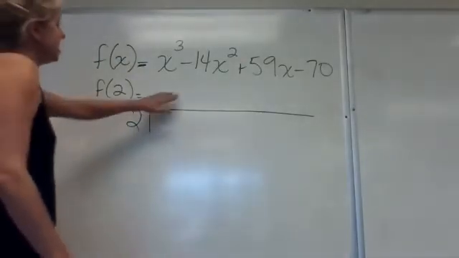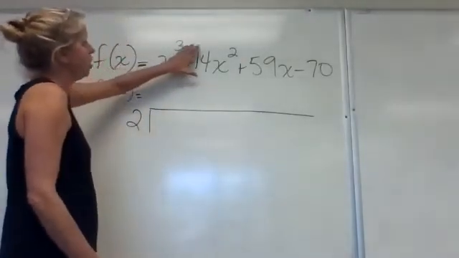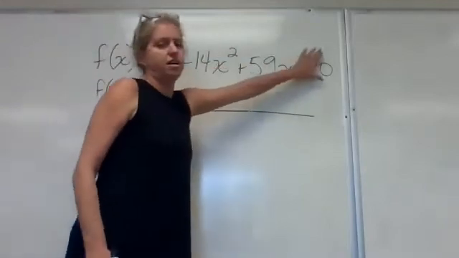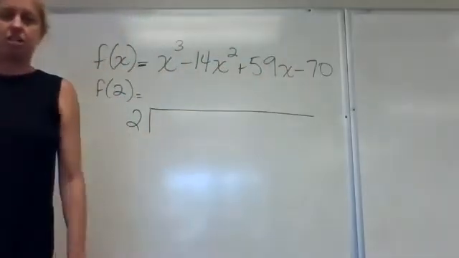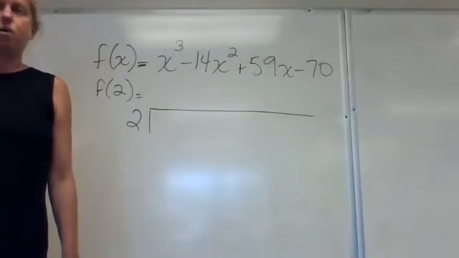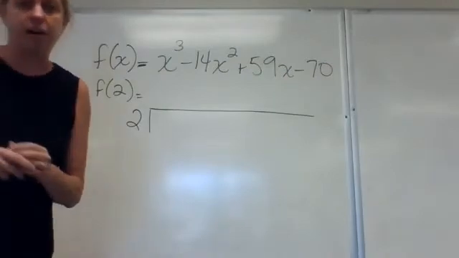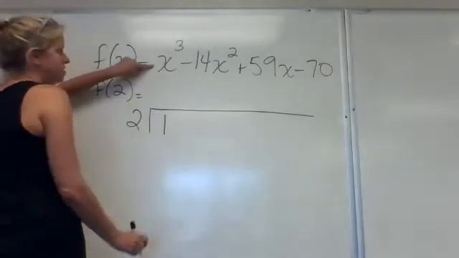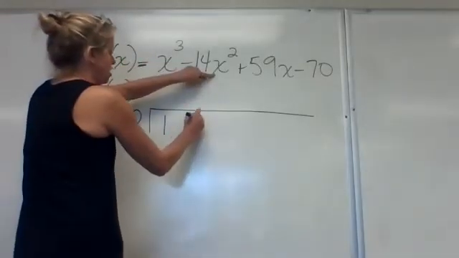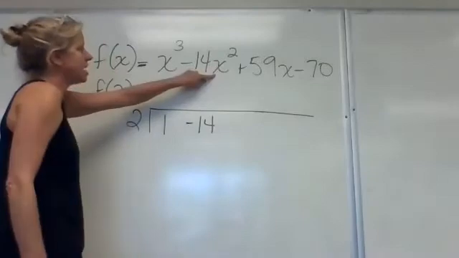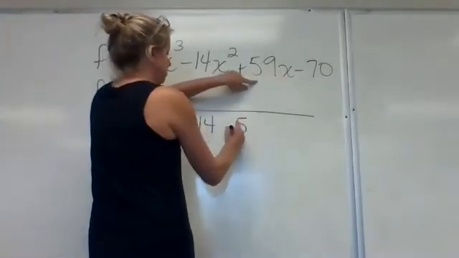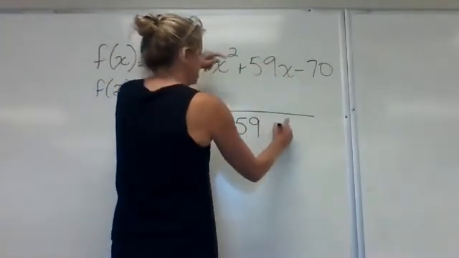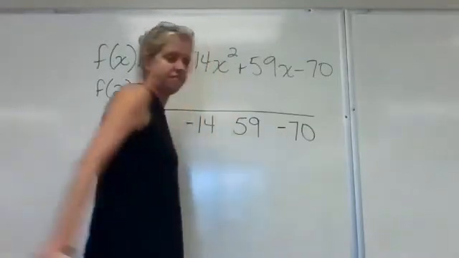What's going in the division symbol are the coefficients of the terms of this function, right? Coefficient means number in front of, right? So the number in front of this x to the third is a 1. In front of x squared is negative 14. In front of x is 59, and then the constant is negative 70.